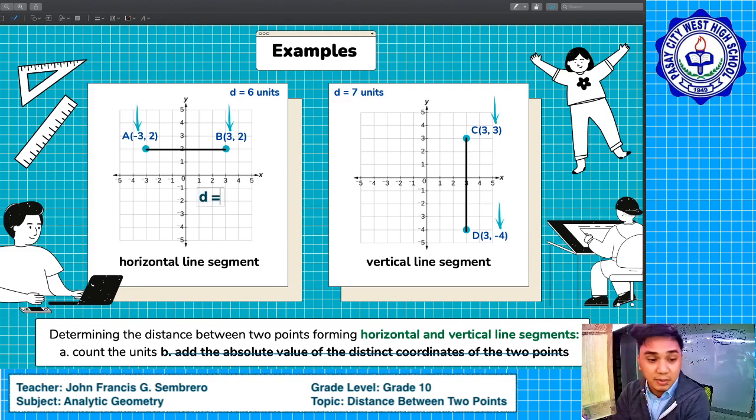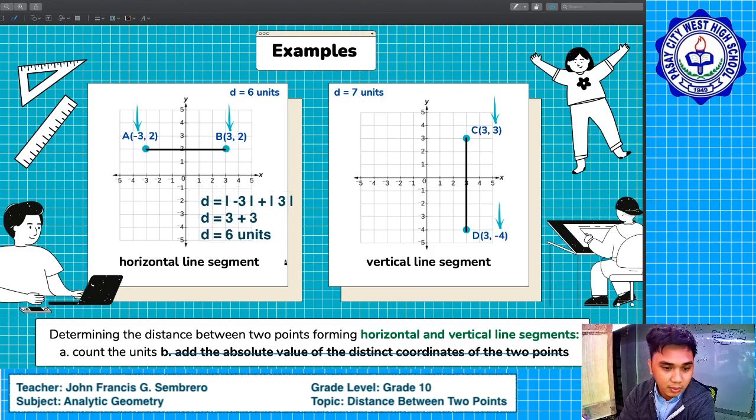So the distance between A and B is the sum of the absolute values. So what's the absolute value of the first one? Let's put it this way first: the absolute value of negative 3 plus the absolute value of 3, right? So d is equal to, the absolute value of negative 3 is positive 3, plus the absolute value of 3, that's 3. So distance is equal to 6 units. And it's the same as the one that we solved earlier by counting, right? There we go.